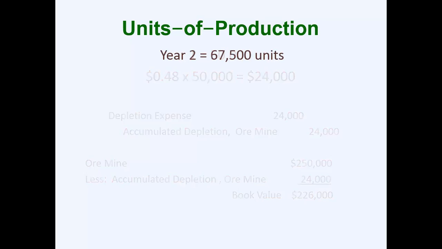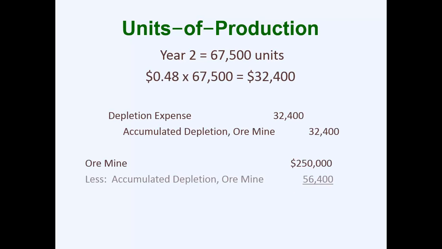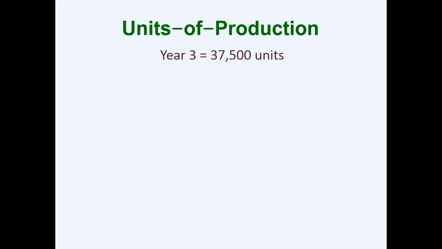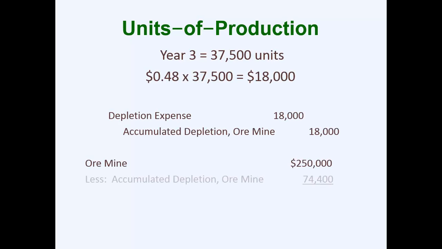This was year 1. Now we go to year 2. Different amounts. Accumulated depletion is increasing because now you're in year 2 of the depletion, the cost allocation, and the actual expense for this year is dependent on how many units were produced. Year 3.